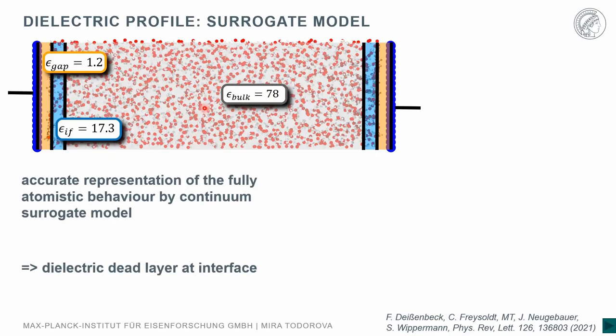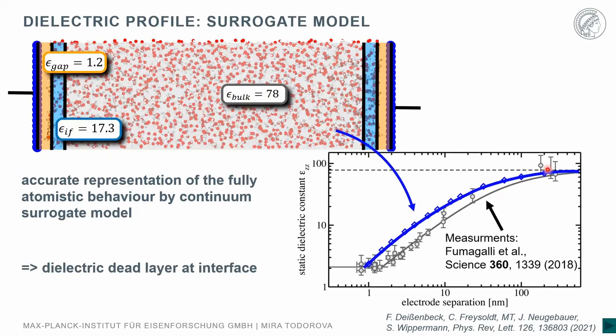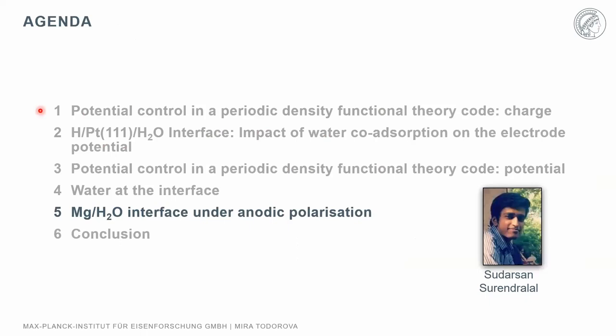And to represent the fully atomistic behavior fully by a continuum surrogate model. When we do this, you see that our continuum model, which really has no information about the atomic structure, just these different water layers, can completely reproduce what we have from our calculations and also what is seen in experiment. So we really need to consider that there is this dielectric dead layer. Interfacial water has different screening, and then at some point we get to bulk water. I think I'll have time. I'm getting faster than I thought.